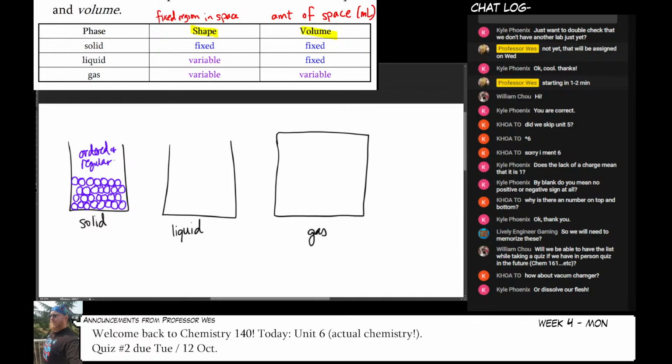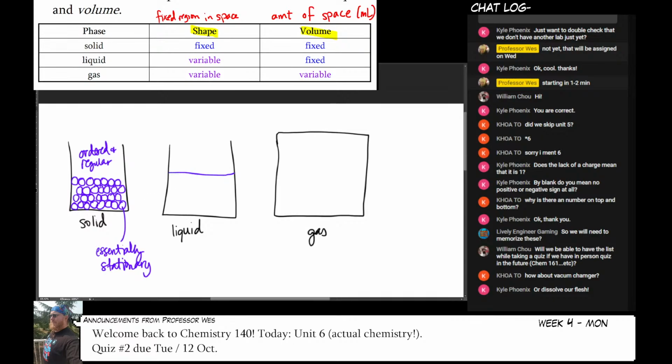But now, because they are ordered and regular, they are essentially stationary. Sorry, I'm trying to write without lifting my pen. And if the molecules are stationary, then they don't try and escape from each other, and they stay rigid.